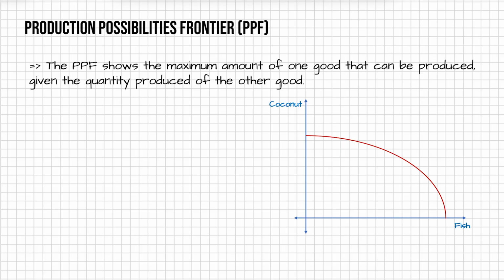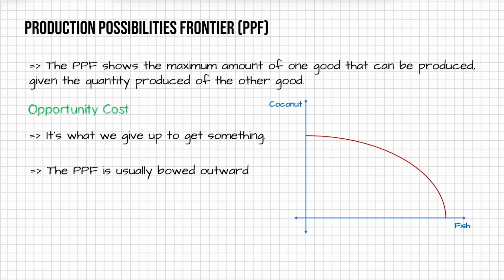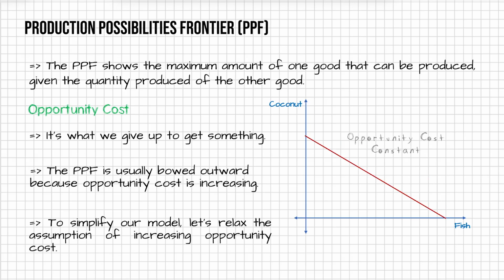Now, we need to talk about another concept: opportunity cost. Opportunity cost is what you are giving up to get something. The shape of the PPF is usually bowed outward, which means that opportunity cost here is increasing along the curve. Now, to simplify our analysis of comparative and absolute advantage, we're going to relax that assumption of increasing opportunity cost, and we'll assume opportunity cost is constant, so the PPF will be represented by a straight line.